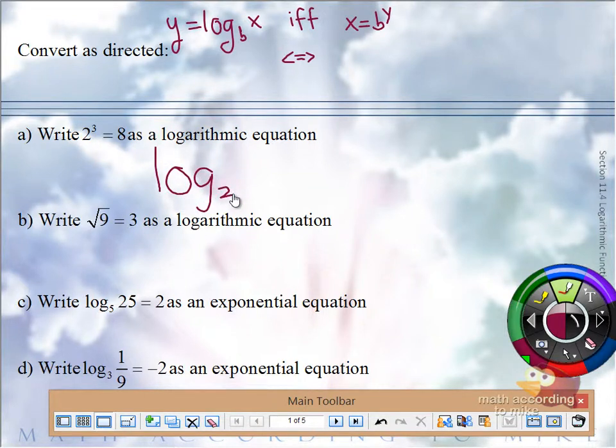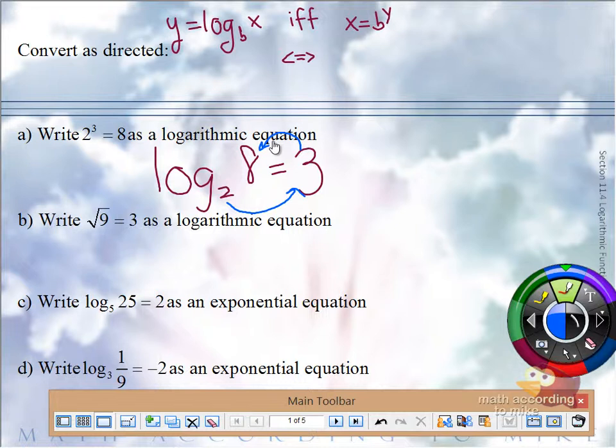base 2 of, put everything in its right place, 8 equals 3. Log base 2 of 8 equals 3. Why? Because 2 to the third equals 8.